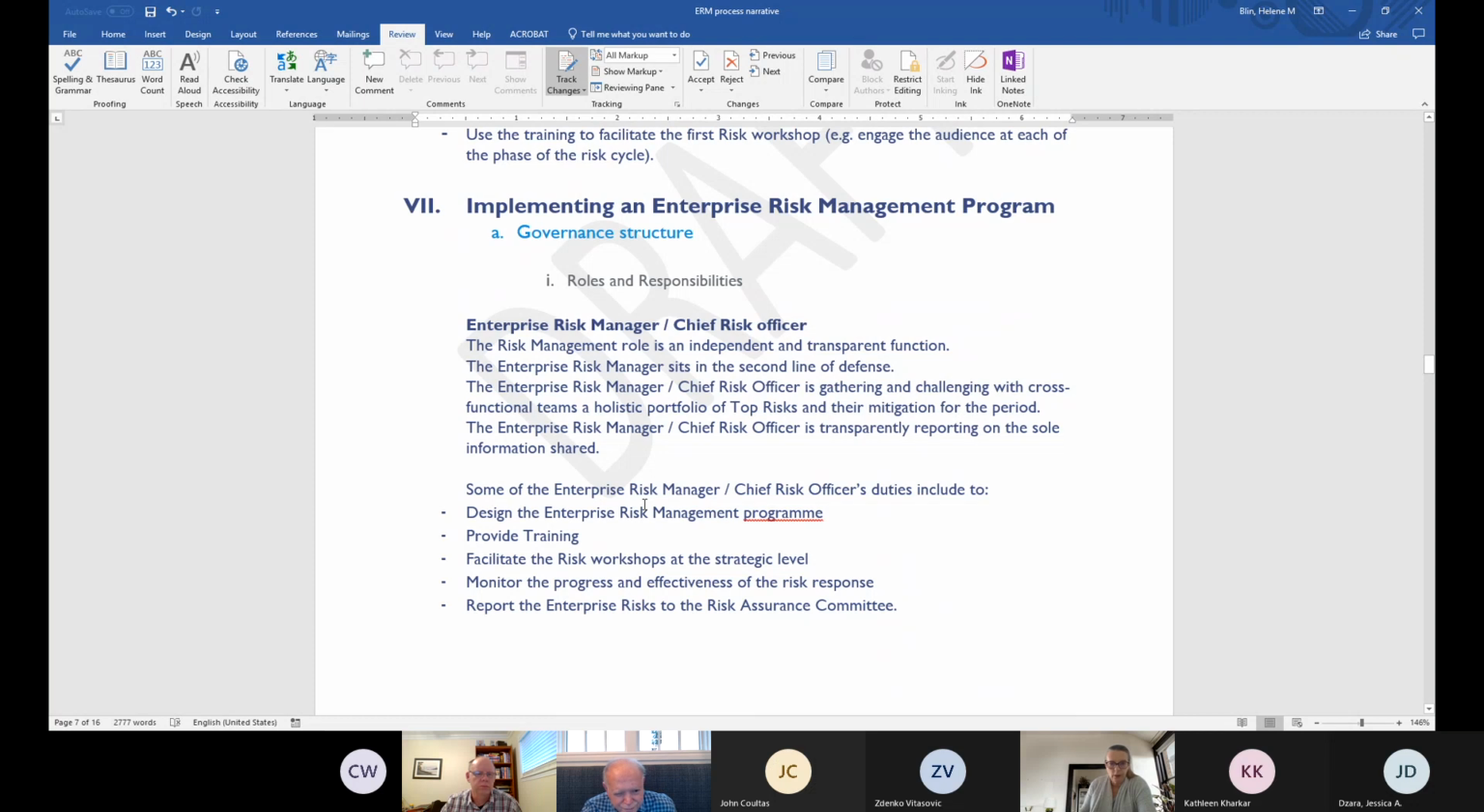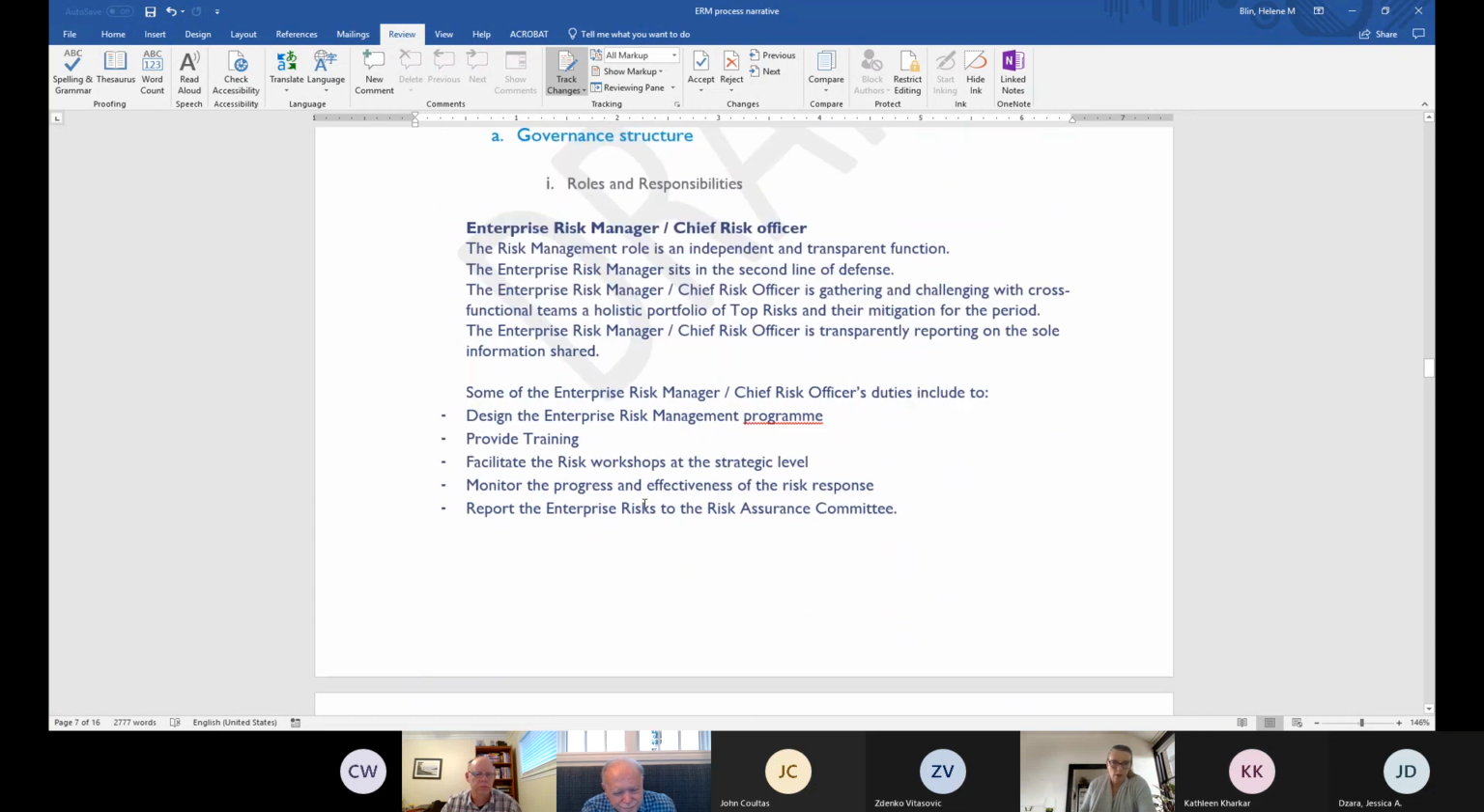So here I've laid down what an enterprise risk manager or chief risk officer does, that's the same role. And by the way, I hate the term enterprise risk manager. Why? Because an enterprise risk manager does not manage the risk, the business does. So I hate this terminology, manager. That's why most of the corporations who are very well versed in risk management call their risk people officers and not managers, for that very reason.